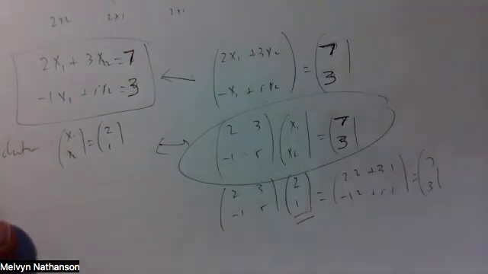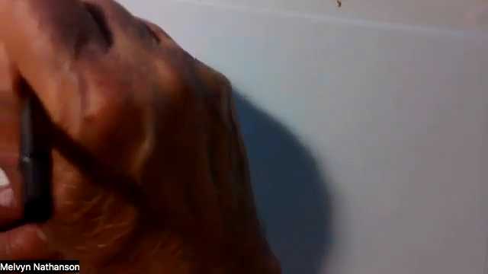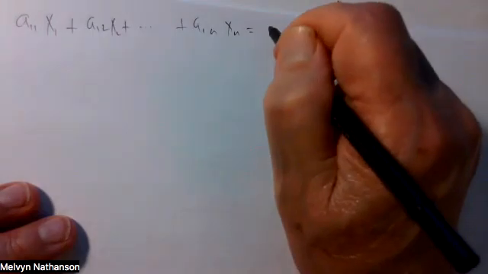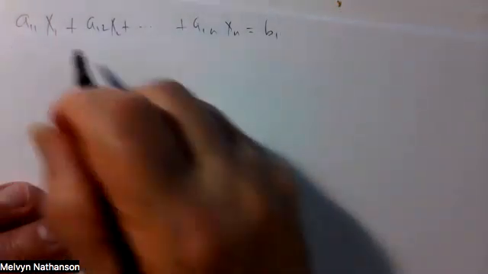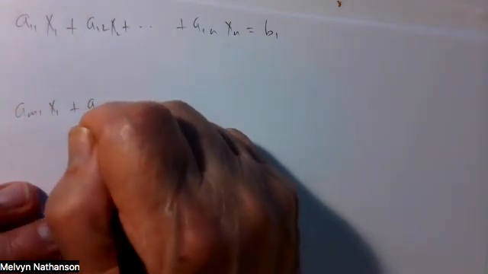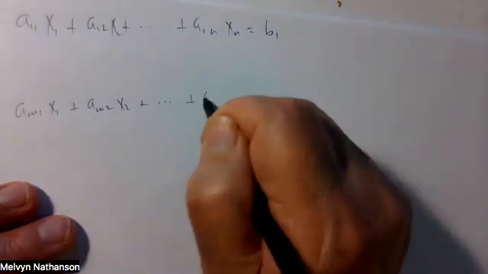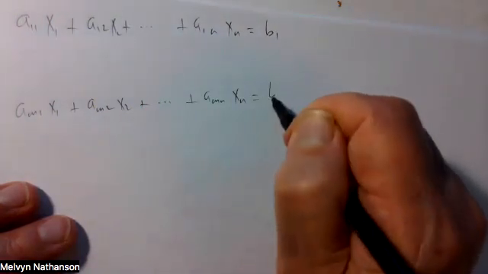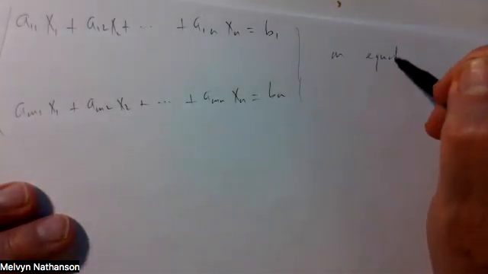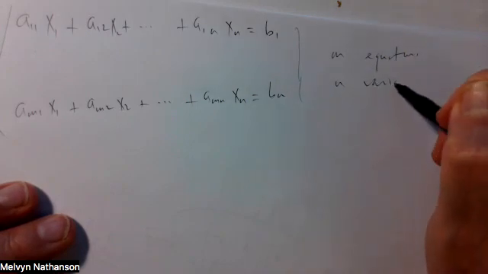So the general algebraic formulation follows very simply from this. Suppose we have a system of linear equations, m equations in n variables.